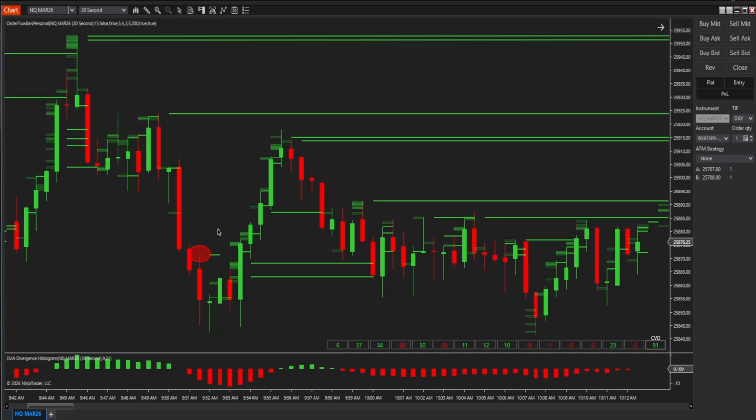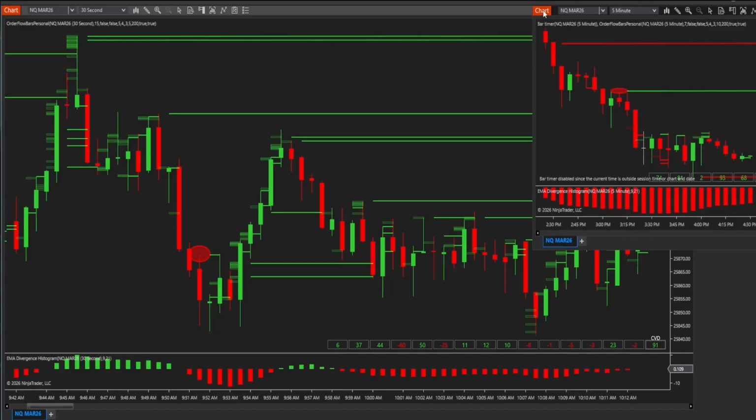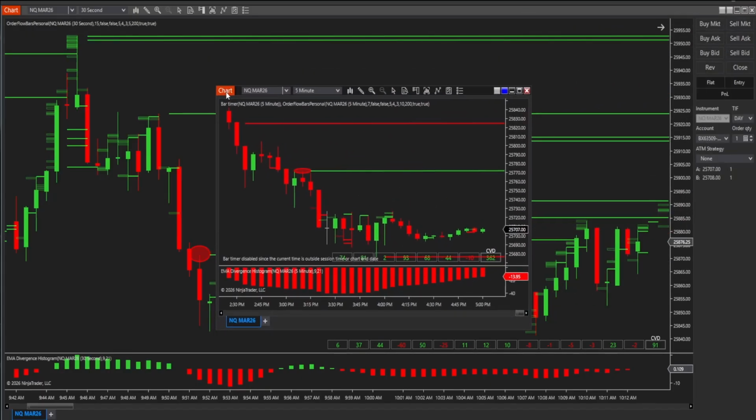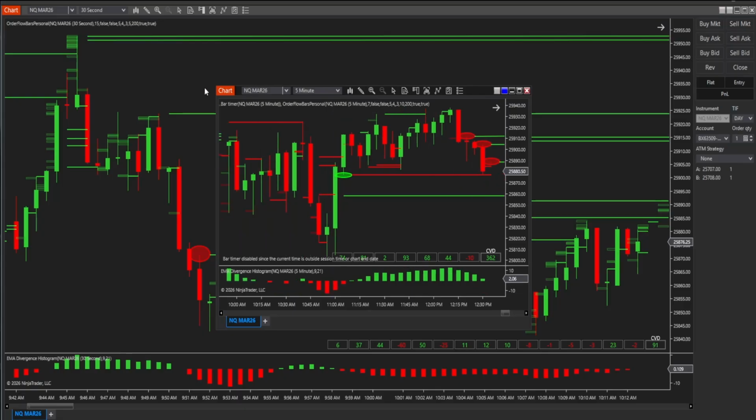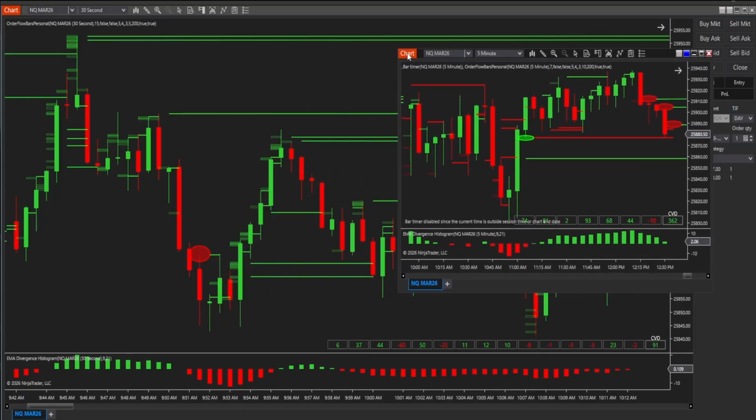And down below, you'll see right down here is the delta, and then we have CVD, the cumulative volume delta. Now, I also have a 5-minute chart right up here. I use that as well, and I just have that off to the side.